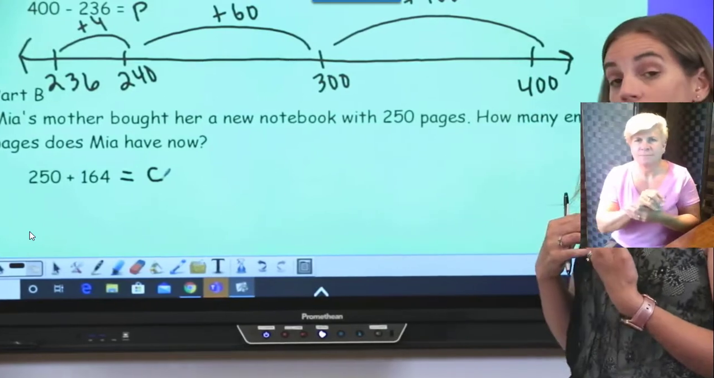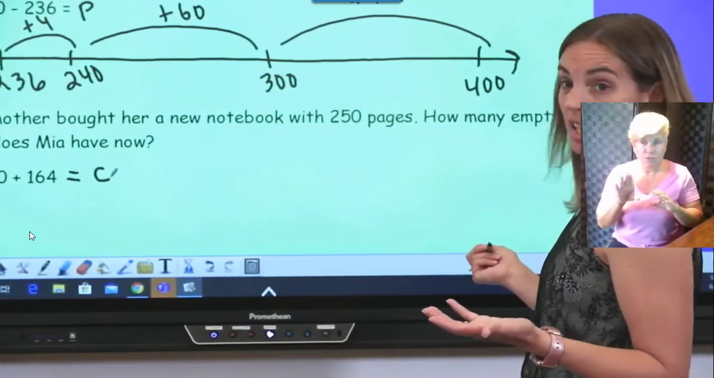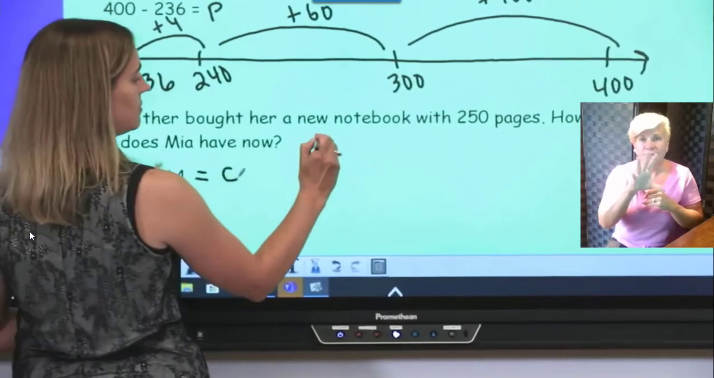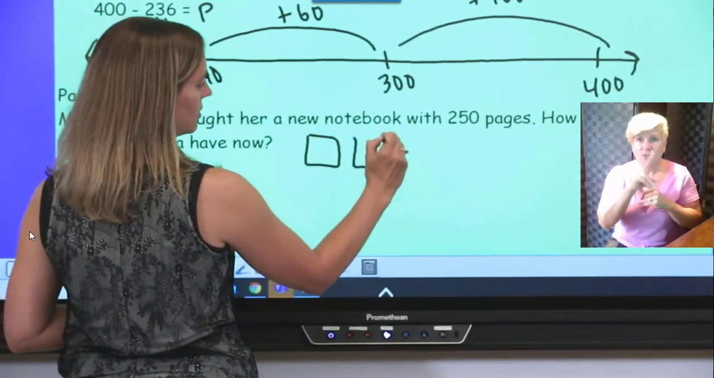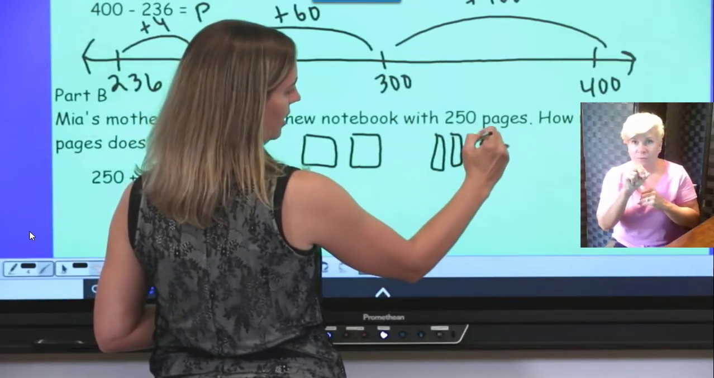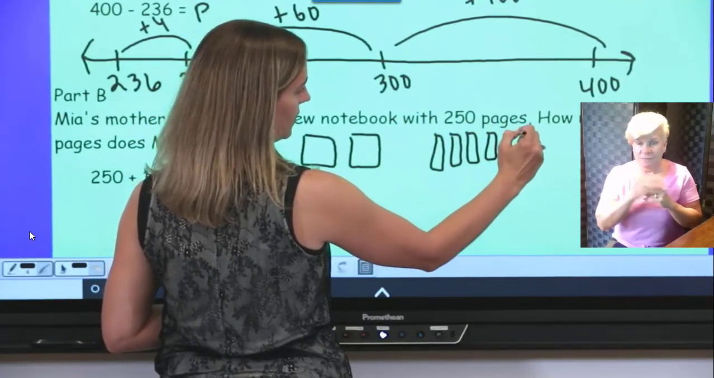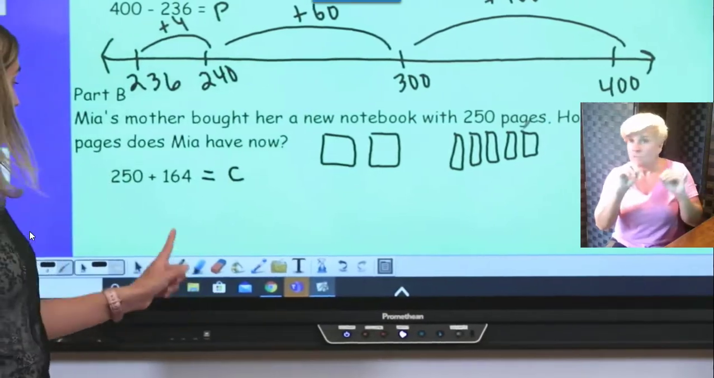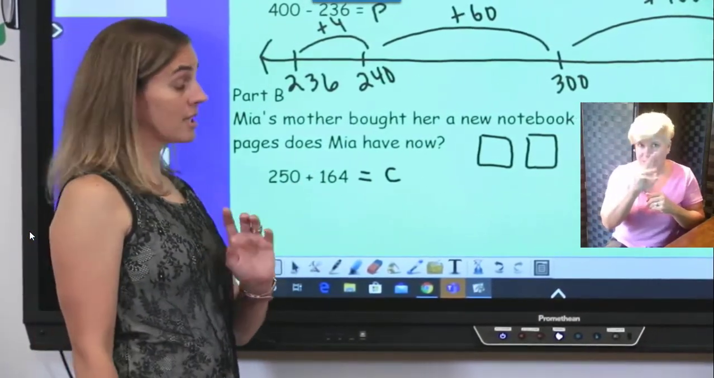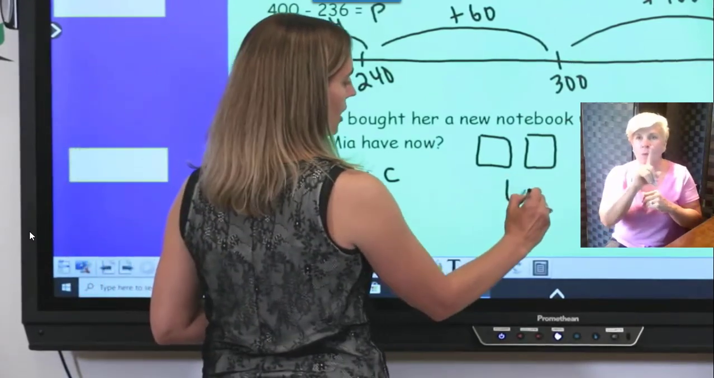Okay, I think what I'm going to do is I'm going to do base 10 blocks here. So I'm going to draw 250. So 200 and then 50: 10, 20, 30, 40, 50. I don't need to do any ones here because I have a 0 in my ones place, but I am going to have to draw ones for my 164. So I'm going to draw 100.